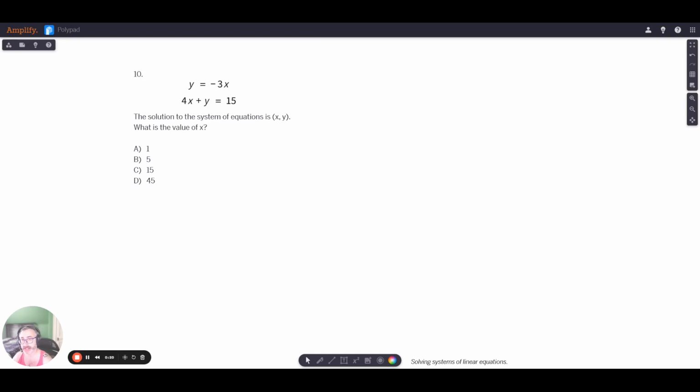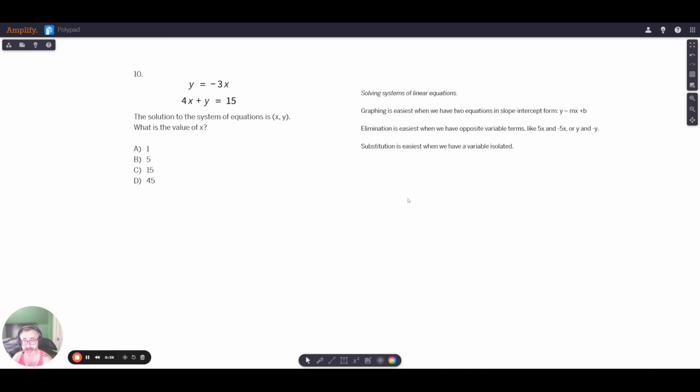So we've got a system of equations, multiple equations using the same variables in the same context, and we're looking for a solution. Specifically, we're looking for the x value in the solution. Now, you've probably studied a few different strategies for solving systems of equations. The big three are graphing, elimination, and substitution. But you need to know which strategy is the most efficient for any given situation.